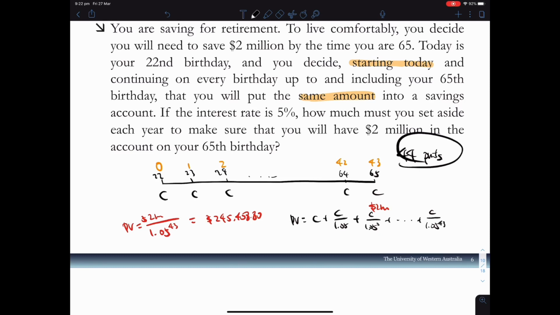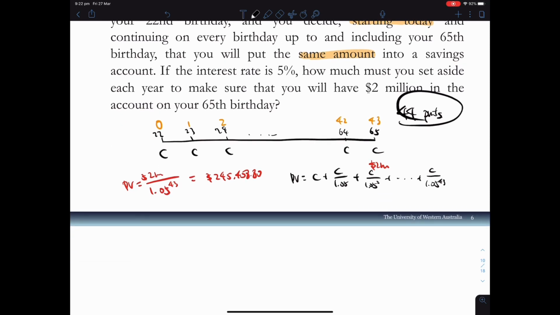That's essentially what's happening. But of course, there are so many terms for you to sum up, and you don't want to do that. So what's the best way? The best way is to recognize that this is partly an annuity. So what do you mean by partly an annuity?